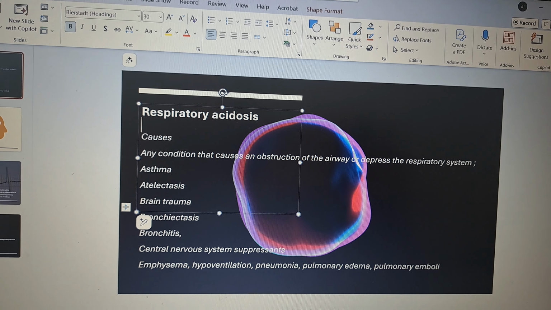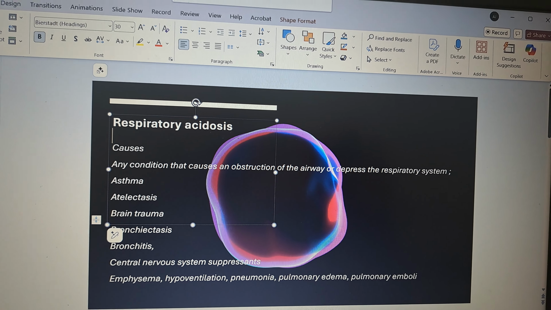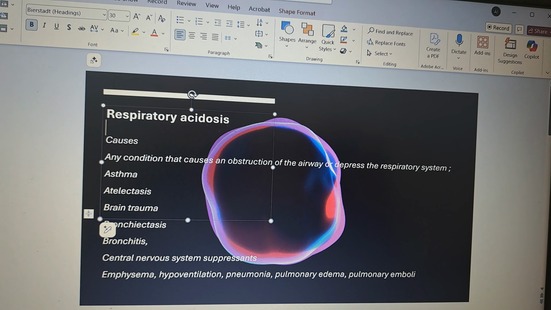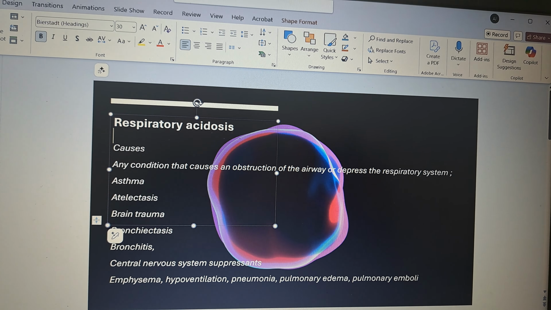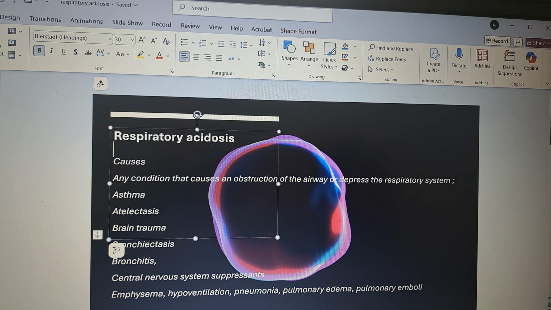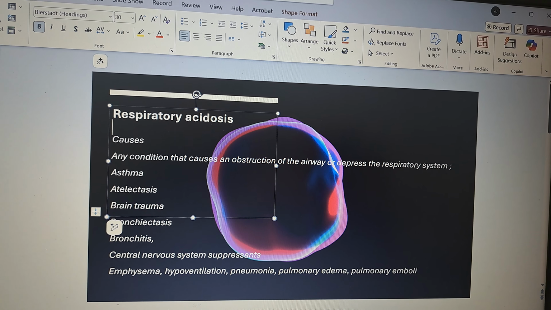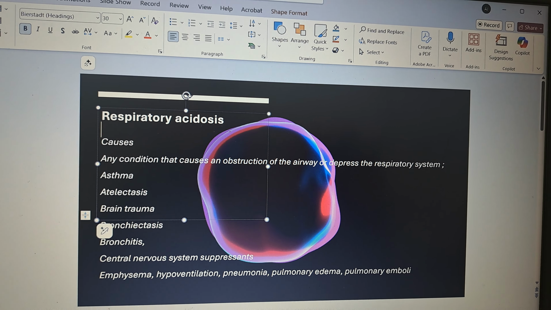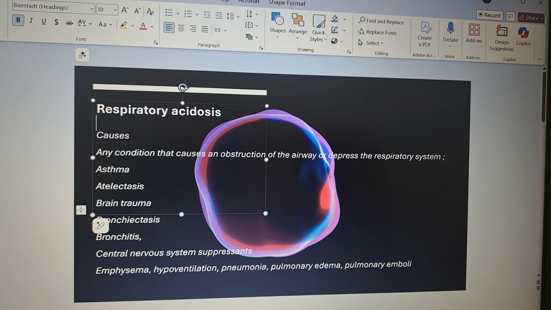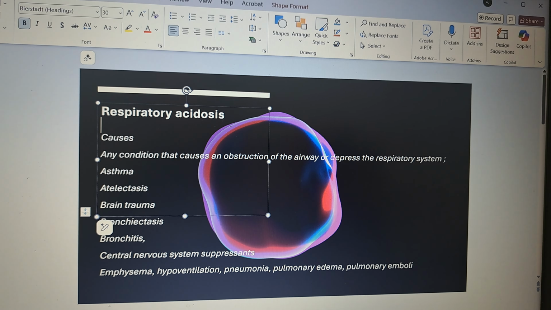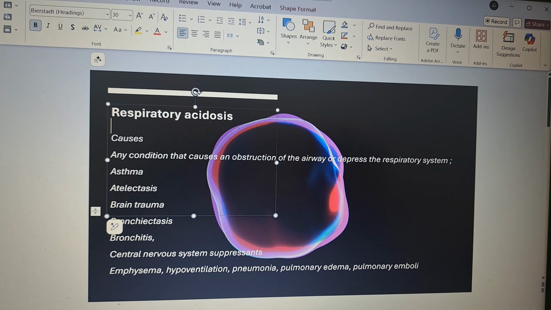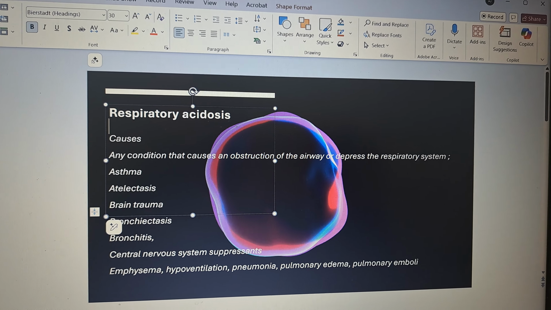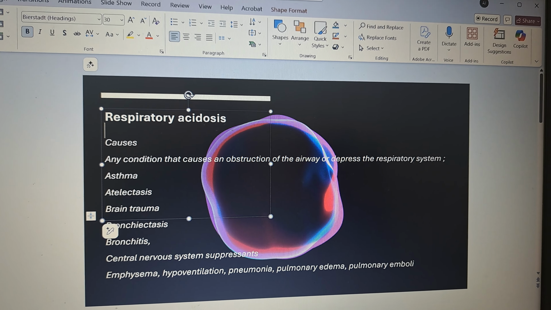The next one is bronchitis, that is the inflammation of the airway, inflammation of the bronchi, so that causes airway obstruction, which results in inadequate gas exchange. Next one is central nervous system suppressants. Any medications such as sedatives, opioids, or anesthetics can depress the respiratory center, so that leads to hypoventilation. That means it lowers the respirations. So carbon dioxide can be retained, so that leads to respiratory acidosis.